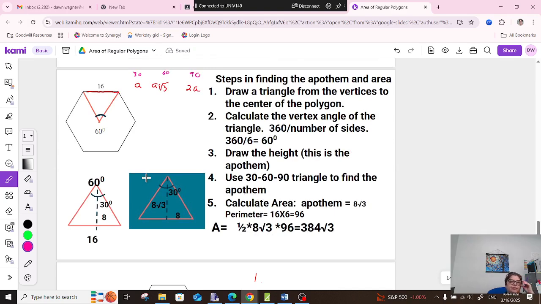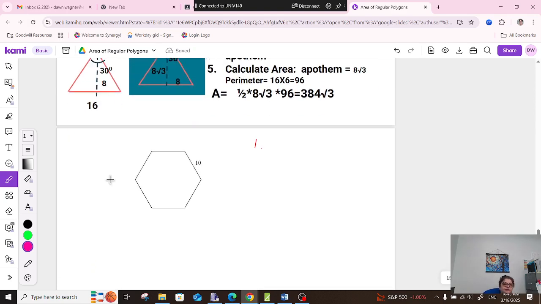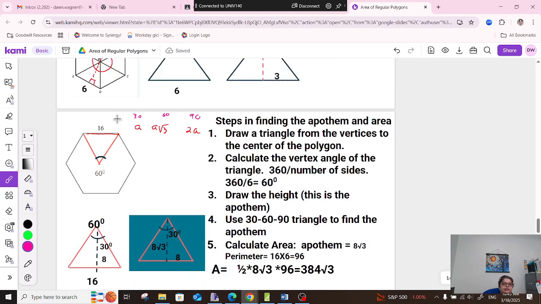So this one's already worked out for you. Number 1, it says to draw a triangle from the vertices to the center of the polygon. See here how I drew a triangle? Now, I redrew it off to the side because I needed some space to work in that triangle. Does everybody agree I probably needed a little space?